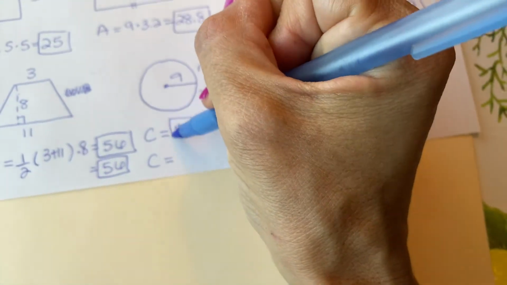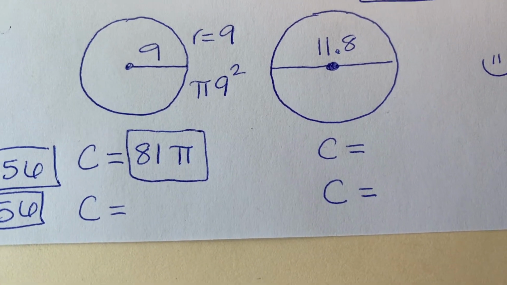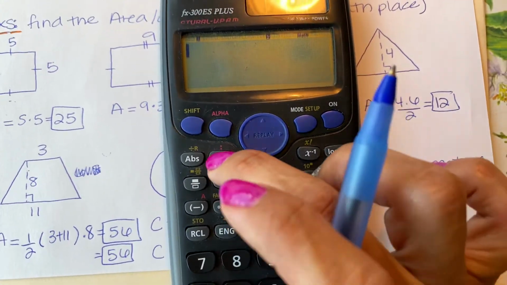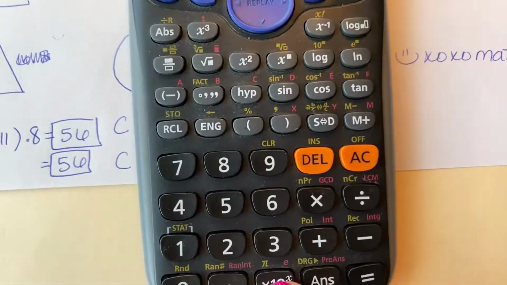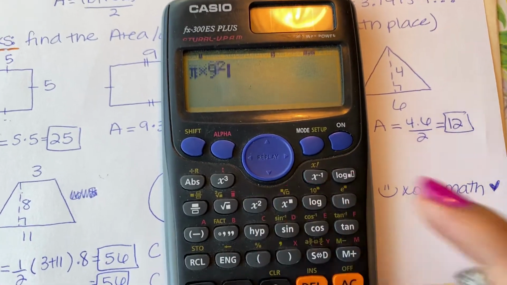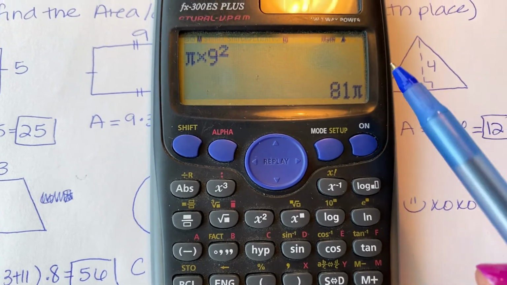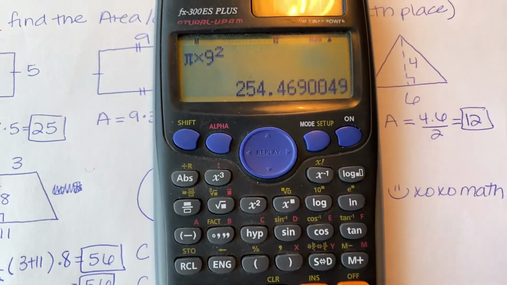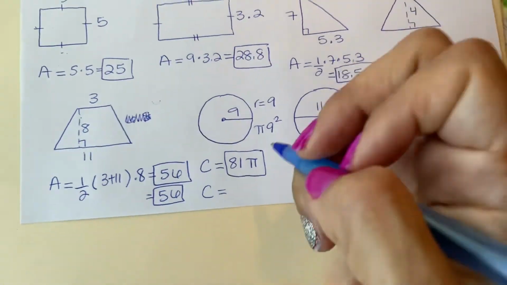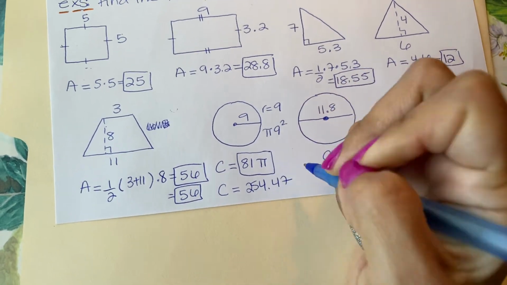So that's one answer. But now I want the decimal answer. And so that means you put pi into the calculator. Okay, so shift, there's my little pi, and then times 9 squared, or you could have just put in 81. It's up to you. So there's my 81 pi. So there's my pi form. Here's my decimal form, 254.47.